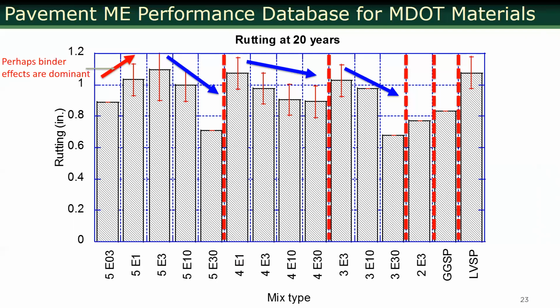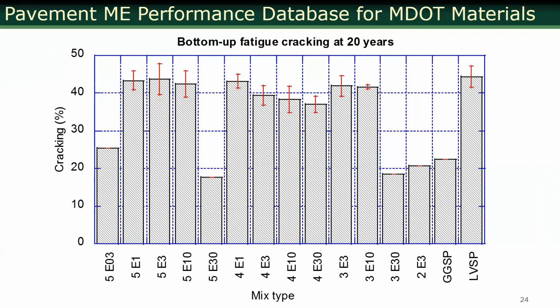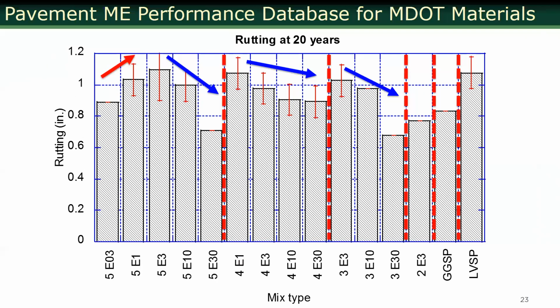Did you make these designs? Did you do a full-depth design when you did this, or did you just run it with like 2 inches of 5? Yeah, this is just one structure. So what is your thickness of HMA that you use? 4 inches. So you use 4 inches of one mix type, and then keep changing the mix type.